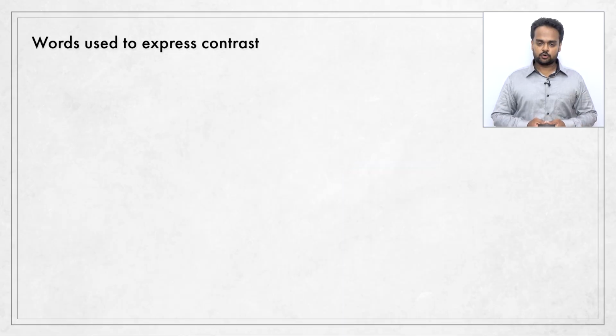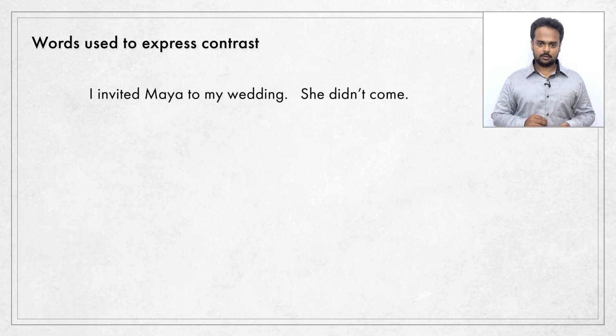As I said in the introduction, the words we are discussing in this lesson, although, however, despite, etc., are used to express contrast, that is, to show how two ideas are opposite to each other. Let's take a simple example. I invited Maya to my wedding, she didn't come.